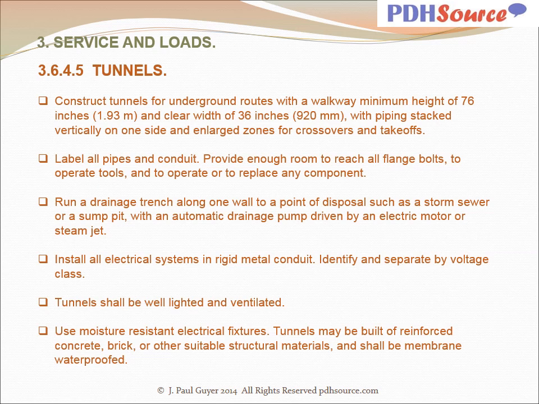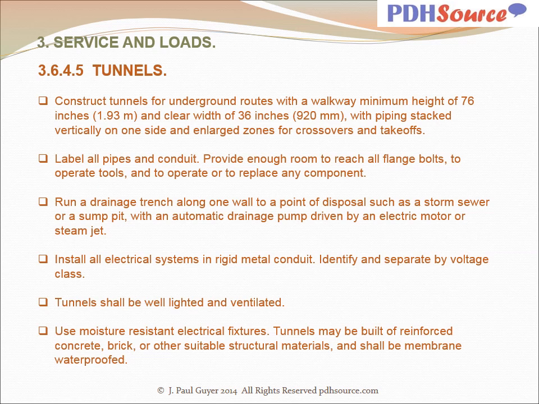With regard to tunnels, construct tunnels for underground routes with a walkway minimum height of 76 inches and clear width of 36 inches, with piping stacked vertically on one side and enlarged zones for crossovers and takeoffs. Label all pipes and conduit. Provide enough room to reach all flanged bolts, to operate tools, and to operate or replace any component.